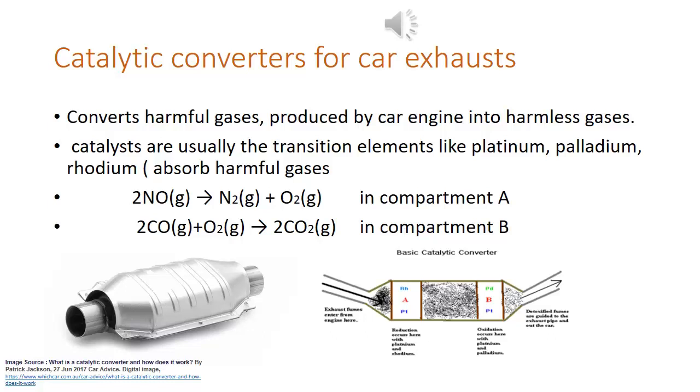Again, I am repeating, the catalytic converter is used to convert the harmful gases produced by the car engine into harmless gases. What are the catalysts used here? Platinum, palladium and rhodium. What are the harmful gases produced inside the car engine? Nitrogen oxides and carbon monoxide. These harmful gases produced in the car engine are passed through compartment A and then compartment B of the catalytic converter. From B, the harmless gas comes out. This is how a catalytic converter works.